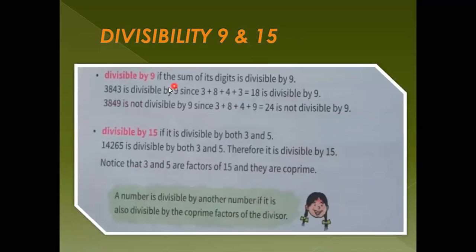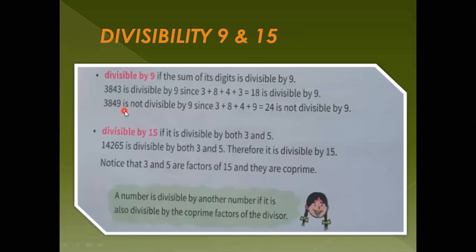So now let us see divisibility by 9 and 15. What are the rules? Divisibility by 9 is the same as 3. In 3, the sum of digits should be divisible by 3, and here the sum of digits should be divisible by 9. For example, 3843. You have to add all of these: 3 plus 8 plus 4 plus 3. So it will be 18. So this 18 is divisible by 9. 9 twos are 18.